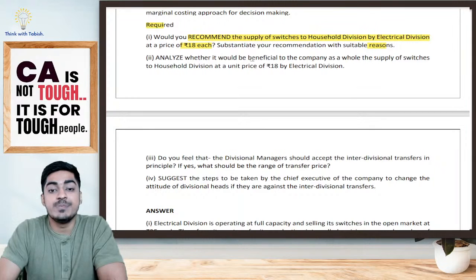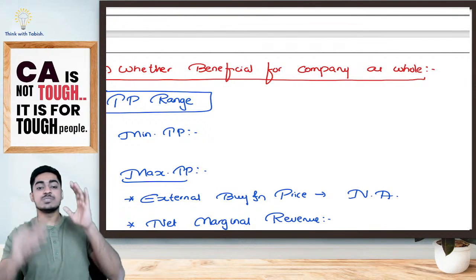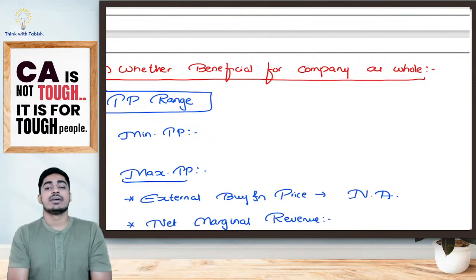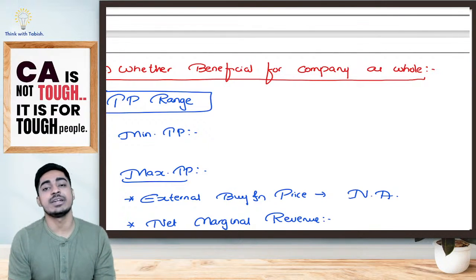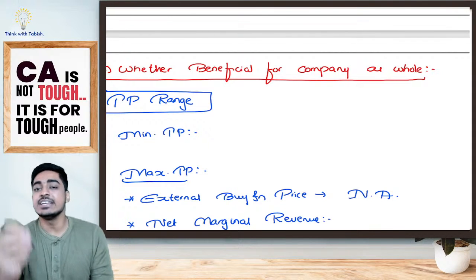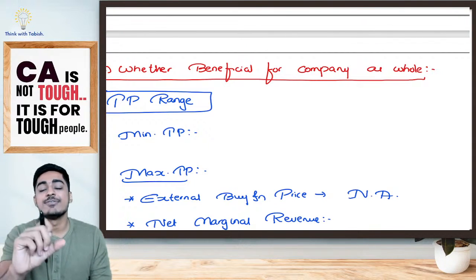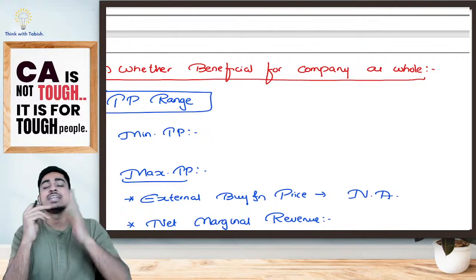analyze whether it would be beneficial to the company as a whole to supply the switches at a unit price of 18 rupees. We are telling whether from the perspective of the company, transfer should happen. See, from the perspective of the company, whether transfer happens at 18 rupees, 20 rupees, or 21 rupees, it doesn't make a difference, because ultimately in one division it is revenue, in the other it is cost, and it gets balanced.